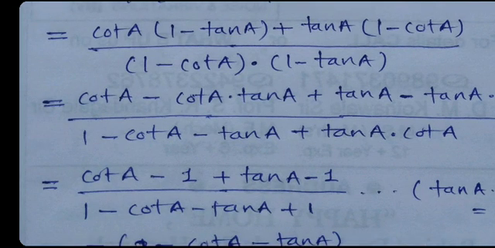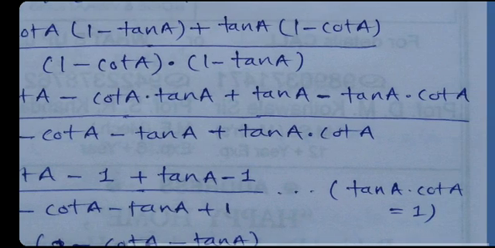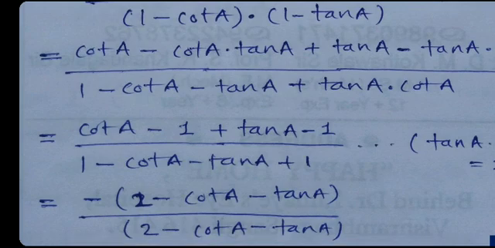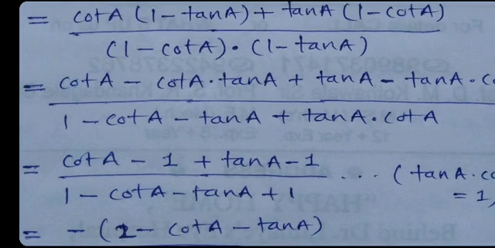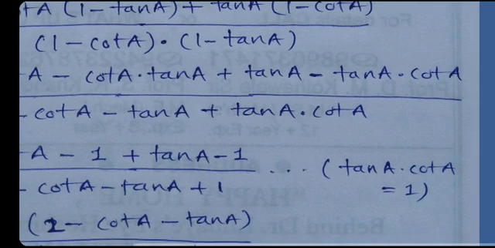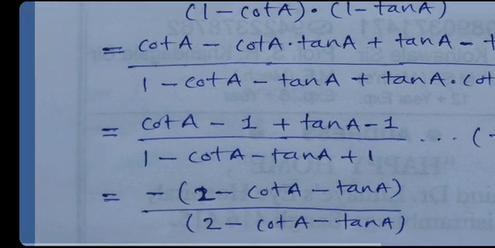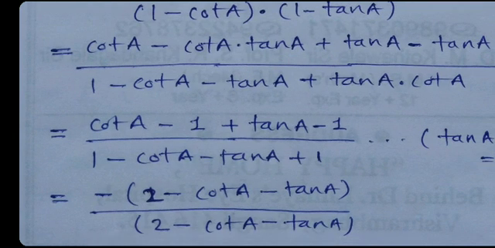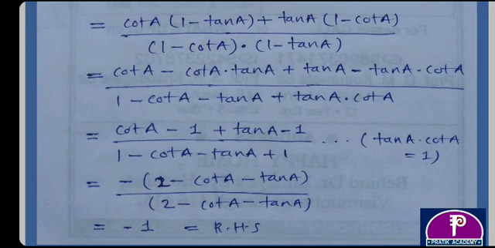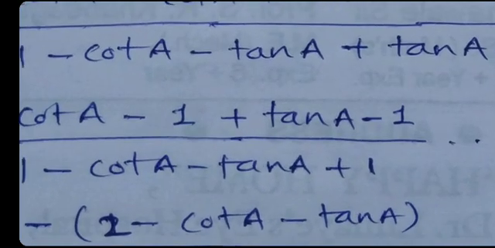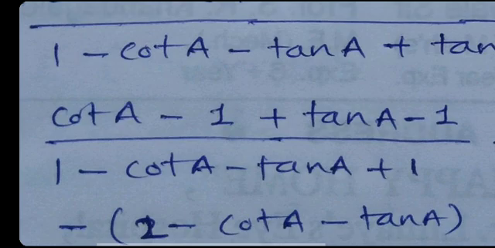Okay, so solve these brackets. We get cot A minus cot A into tan A plus tan A minus tan A into cot A in the numerator. In the denominator, we get 1 minus cot A minus tan A plus tan A cot A. But we know that tan A into cot A is 1. So replacing here, we get cot A minus 1 plus tan A minus 1 upon 1 minus cot A minus tan A plus 1. Now if you observe in the numerator, minus 1 minus 1 is minus 2, cot A is positive, tan A is positive.